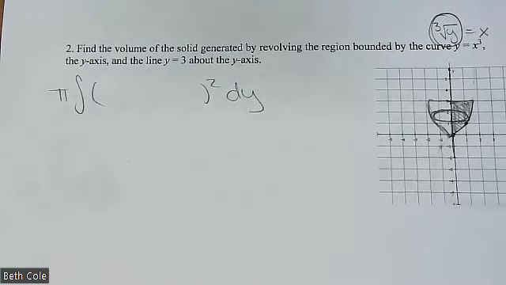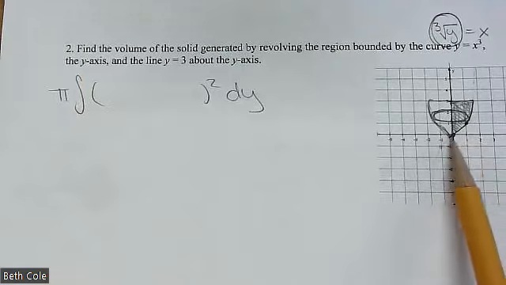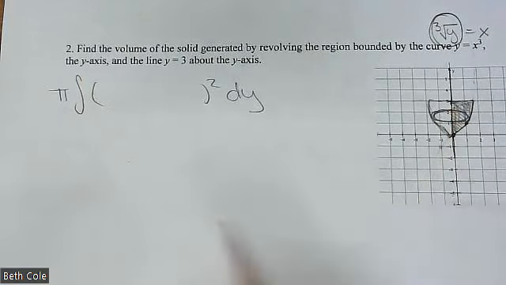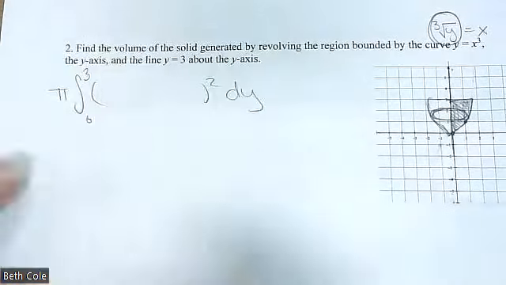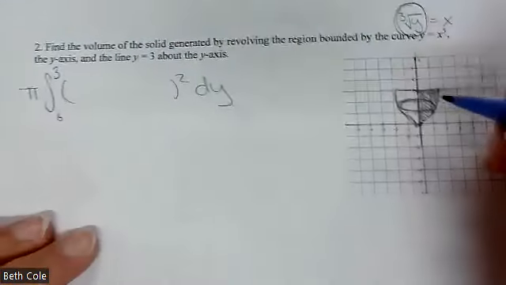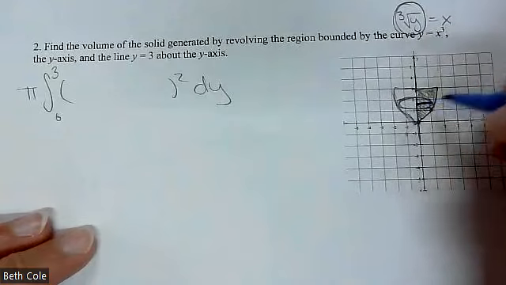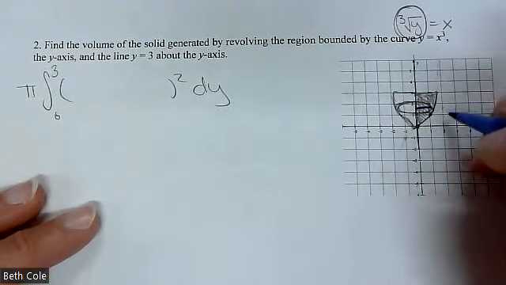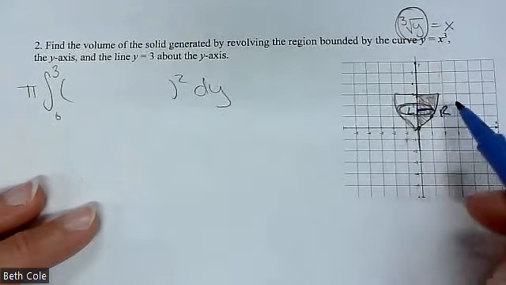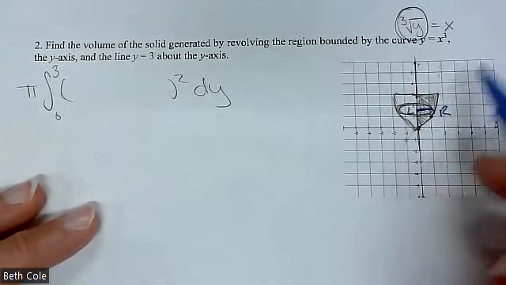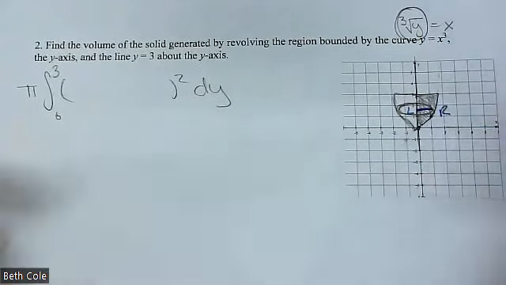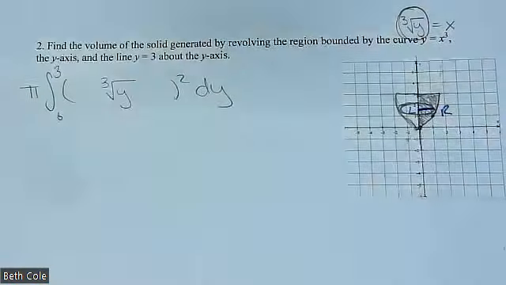So boundaries, you need y values because it's a dy problem. So look at your y-axis. It'll be from where to where? 0 to 3. And then this is your radius. Instead of upper minus lower, now it's right graph minus left graph. So your right graph is that cube root of y. Your left graph is the axis, which is 0. So it's just going to be cube root of y.